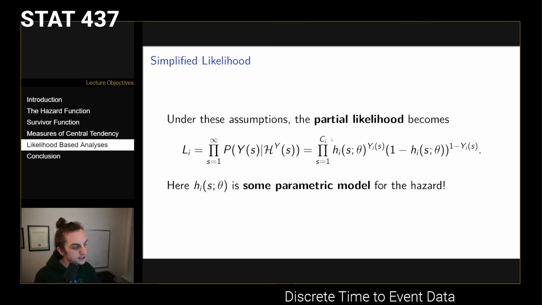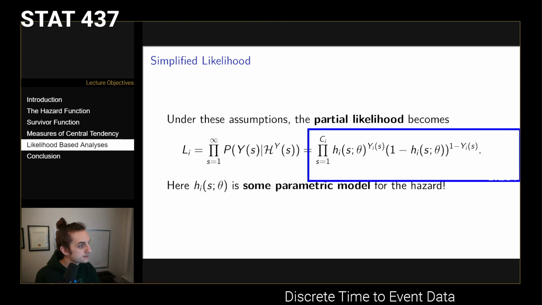And so the idea here is that if the individual had their event happen at time s, well, then we know that this conditional probability here is exactly the hazard function. That's what we've defined the hazard function to be. And if they didn't, well, then it's 1 minus the hazard function because that event did not occur, right?